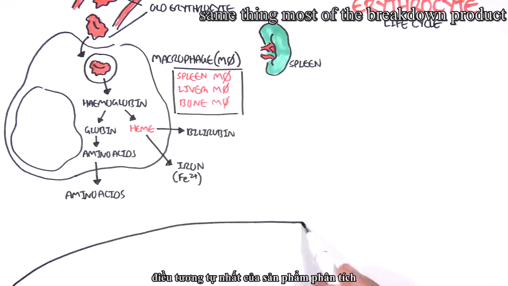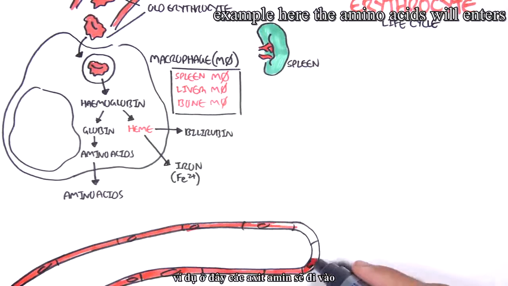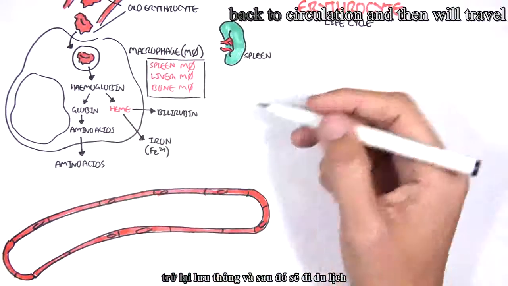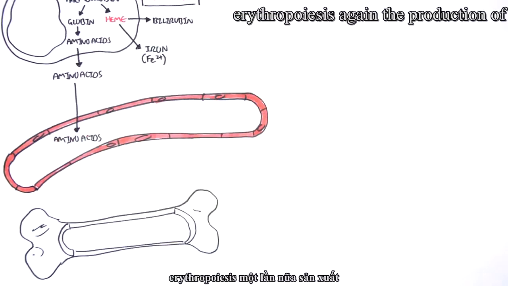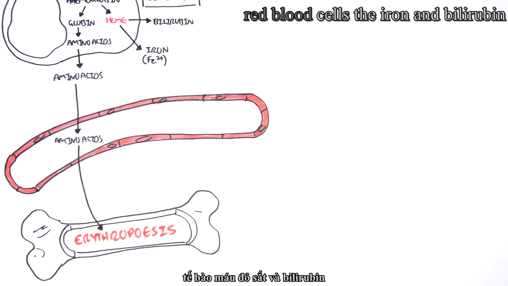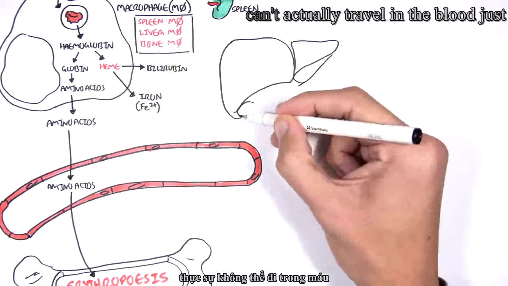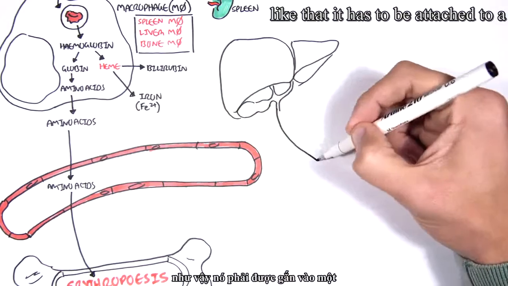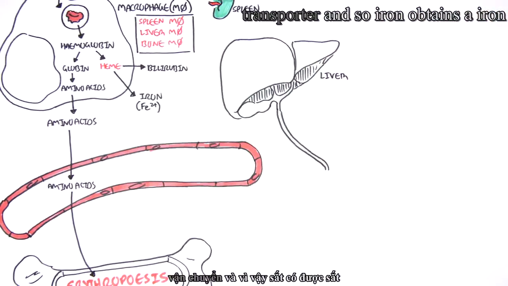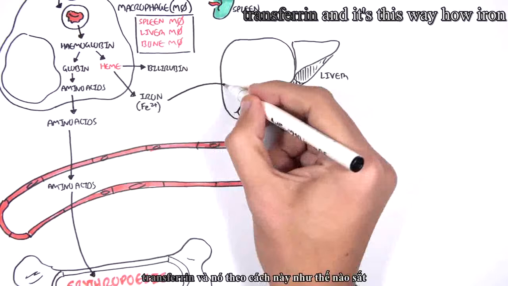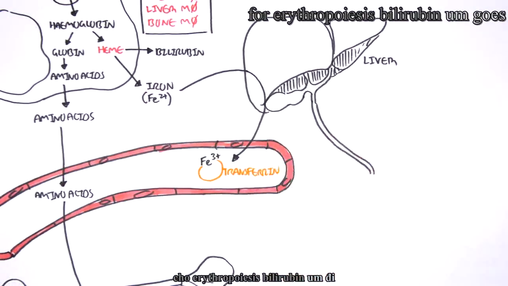Most of the breakdown products of red blood cells are recycled. So for example, here, the amino acids will enter back into circulation and then will travel to the bone marrow to be used in erythropoiesis again, the production of red blood cells. The iron and bilirubin also have similar fates. So the iron can't actually travel in the blood just like that. It has to be attached to a transporter. And so iron obtains an iron transporter from the liver known as transferrin. And it's this way that iron makes its way back to the bone marrow for erythropoiesis.